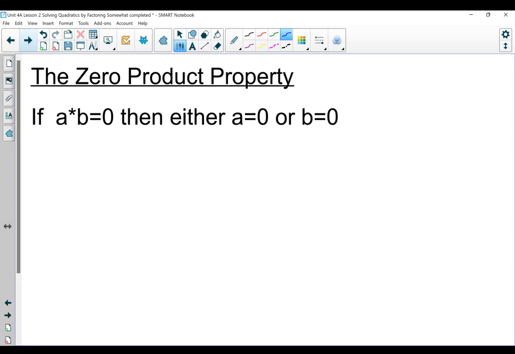The zero product property states that if A times B, a product, is equal to 0, then either the first part of the product or the second part of the product has to be equal to 0. This is a property that allows us to solve quadratic equations by factoring. Through this property, you'll be able to find multiple answers to your quadratic equations.